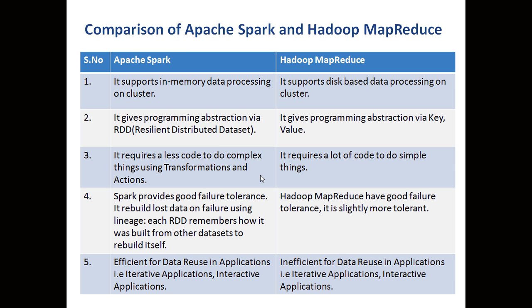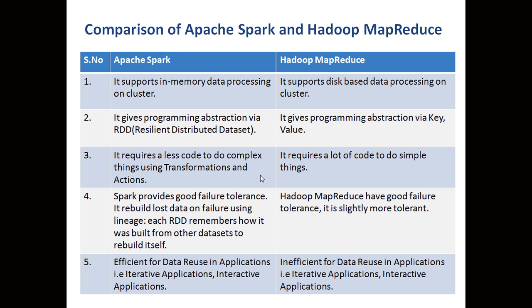Spark provides good fault tolerance. It means even if your data is lost, you can rebuild it using the lineage. It is maintained by the RDD. Each RDD remembers how it was built from other datasets to rebuild itself. In MapReduce, it also provides fault tolerance. It is slightly more tolerant. Both give fault tolerance.